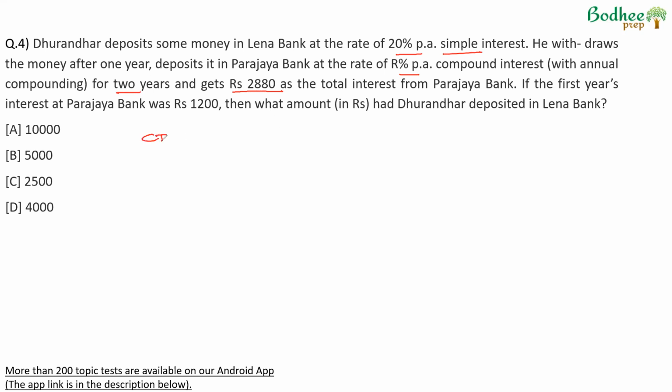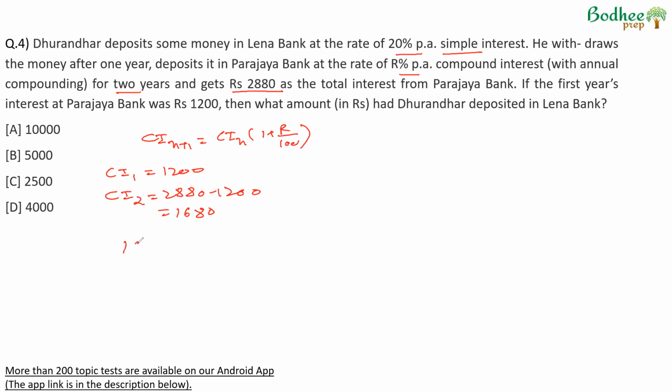Now we know that compound interest for any year increases by R% over the compound interest of the previous year, because the amount is increasing every year by R%, and for every year compound interest is R% of the amount. So even compound interest will increase by R%. Compound interest for the first year is given as 1200. Therefore, compound interest for the second year will be 2880 minus 1200, which is 1680.